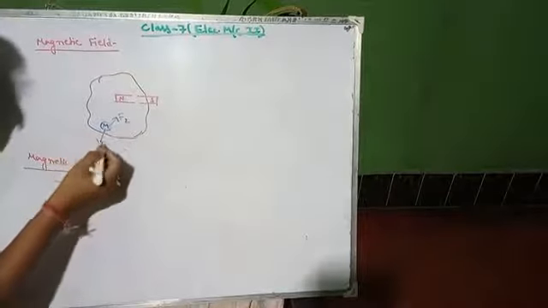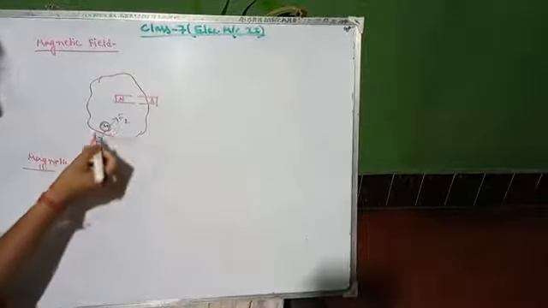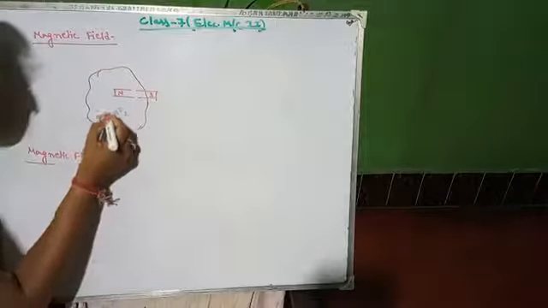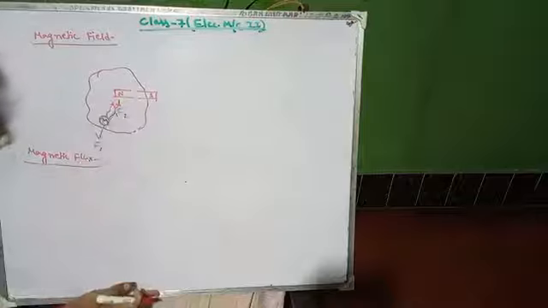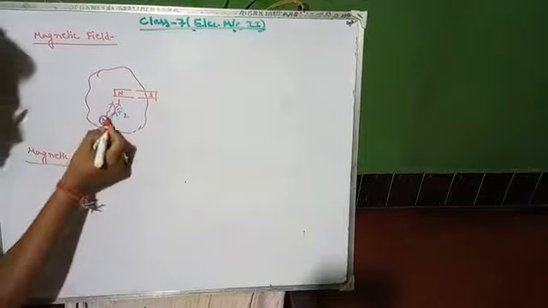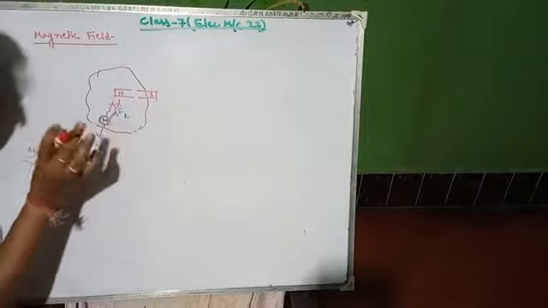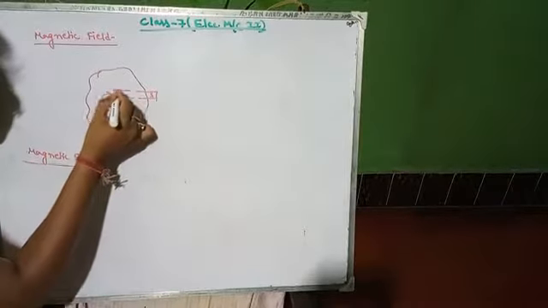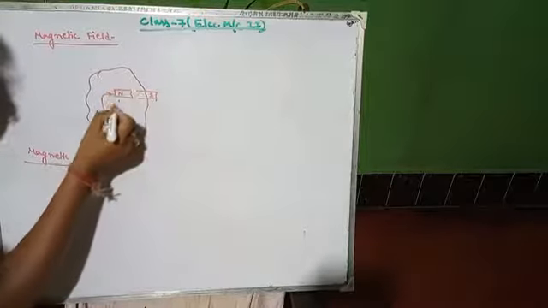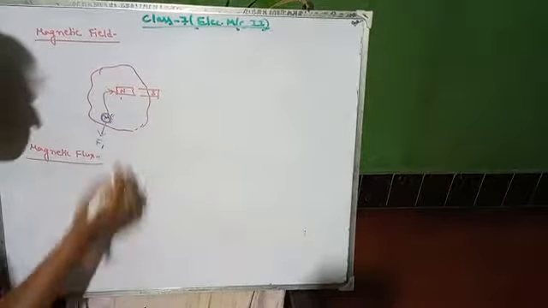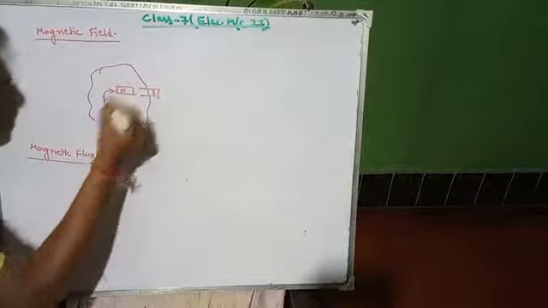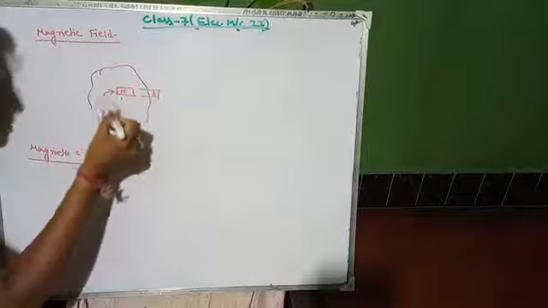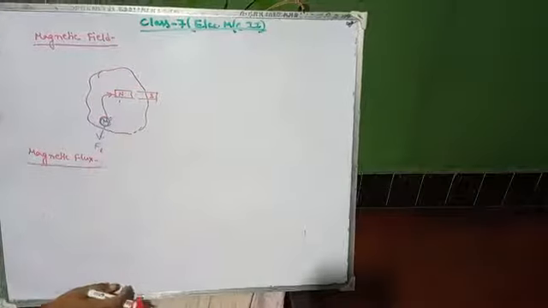Suppose this magnetic material M gets attracted towards this north pole. If we consider this magnetic material free over here, then it will move this way to fall on the north pole. So this is the path, this is the flux actually. The path of the magnetic force acting is called the magnetic flux.